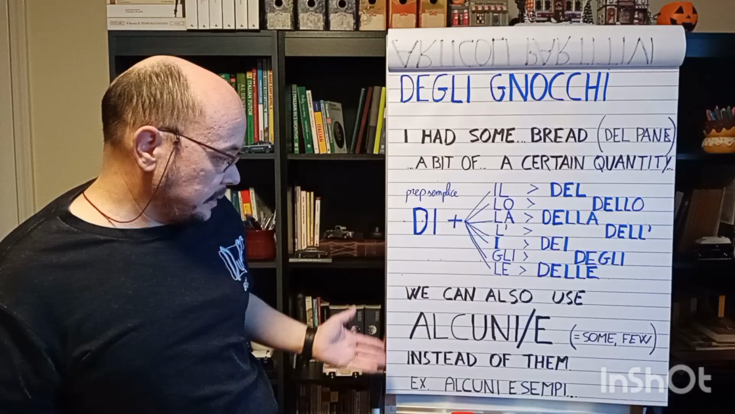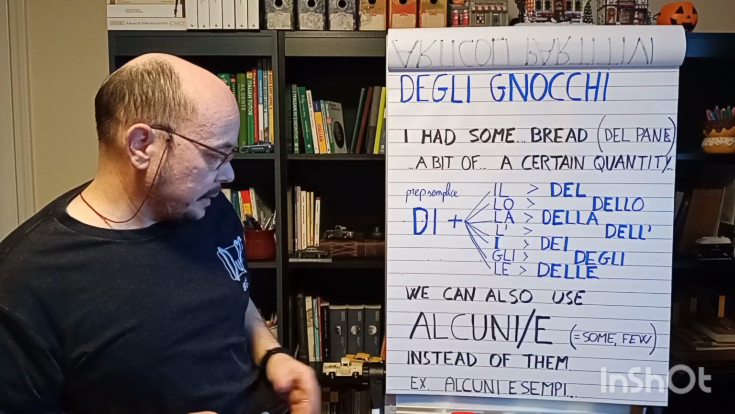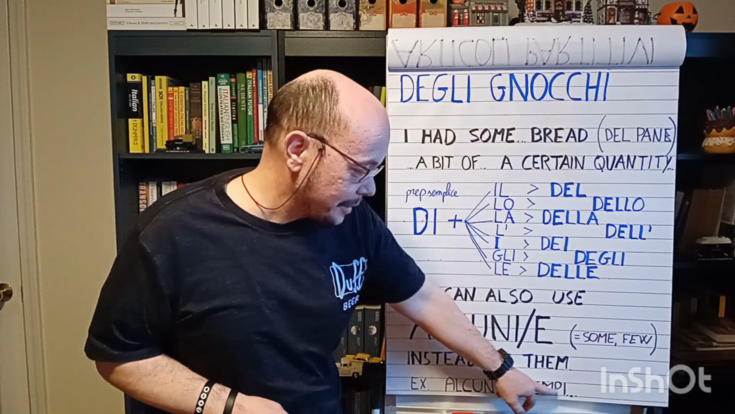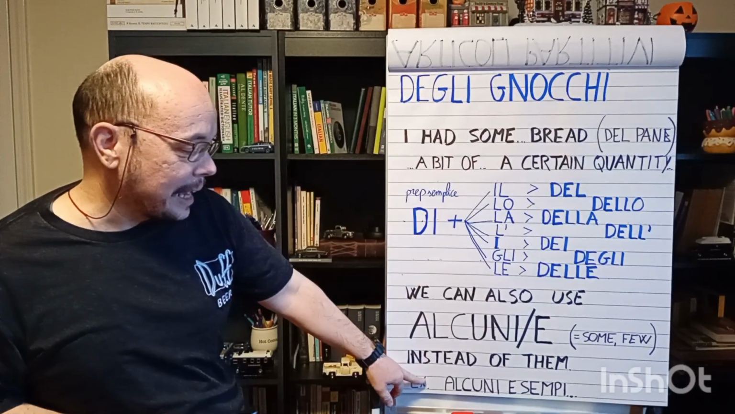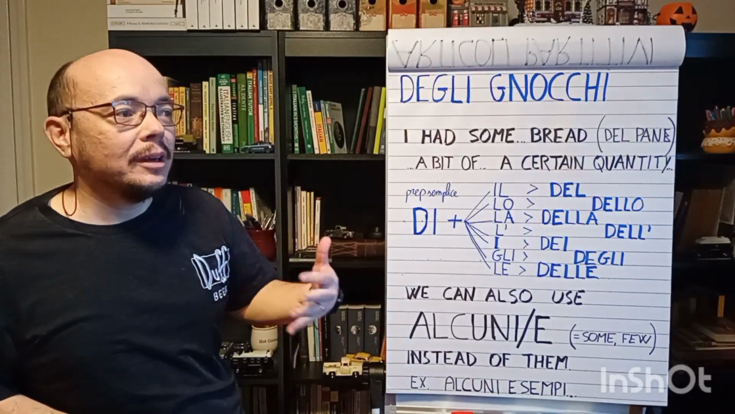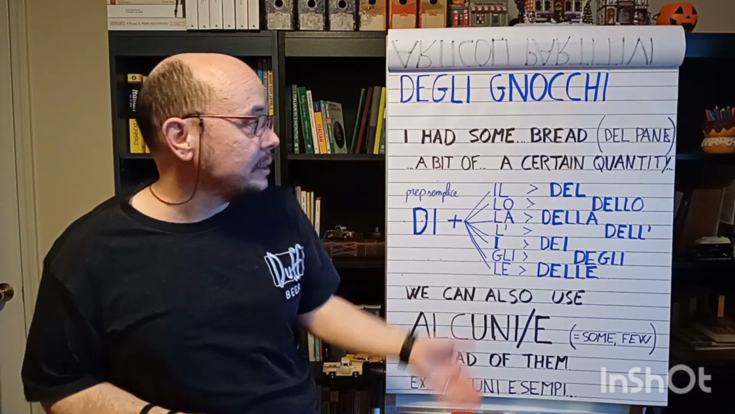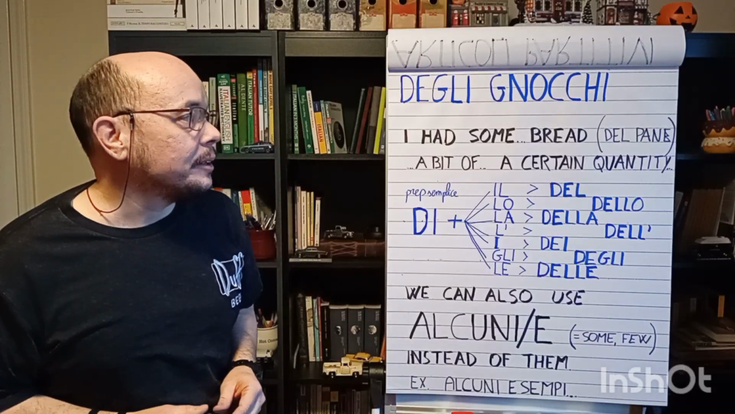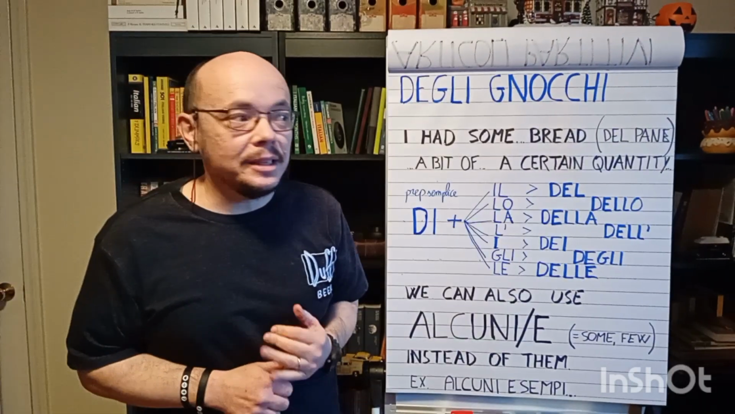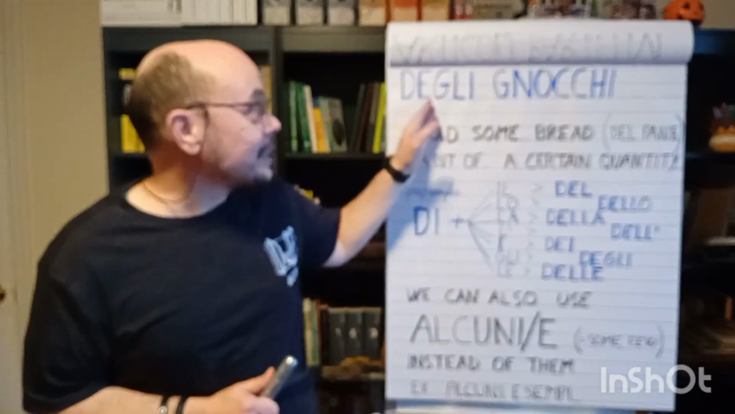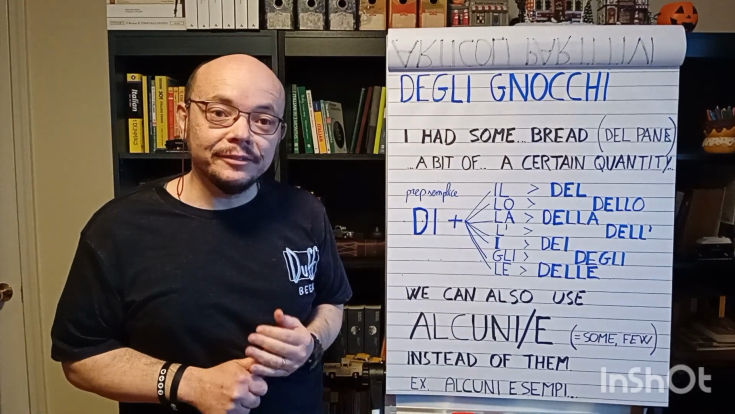And instead of them, per esempio, alcuni esempi. Already an example in the example. Okay, alcuni esempi, like a few, a certain number of examples, just like I said here. So yeah, these are the partitive articles.